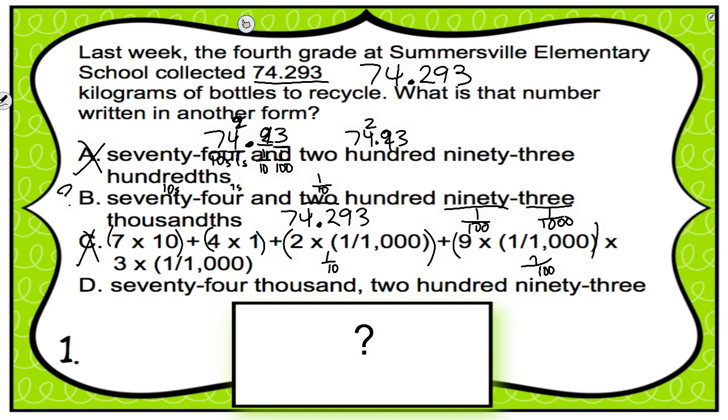Let's look at D. D says 74,000. That's not true because then it would say this, 74,200. It's not even giving us an "and." Where's our "and"? This is 74,293. So 74,293 is what that number says for D. Not true. Our answer is B because that gives us our 74.293. Awesome. Okay, let's go to the next slide.